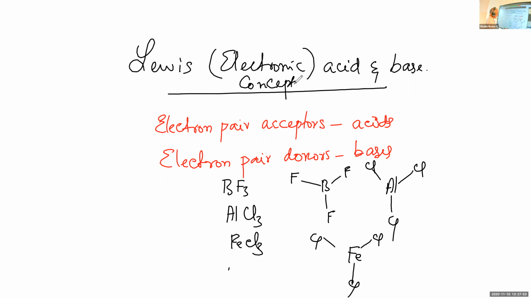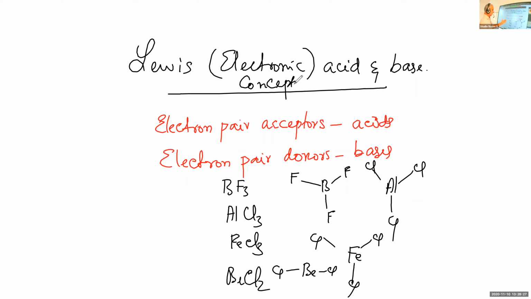You take BeCl2, that is also a Lewis acid. Cl-Be-Cl, only two pairs of electrons around beryllium. Two pairs, two covalent bonds. So only four electrons. It can accept four more electrons, two pairs. So by definition, BeCl2 is a Lewis acid.